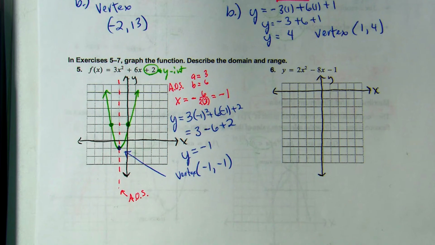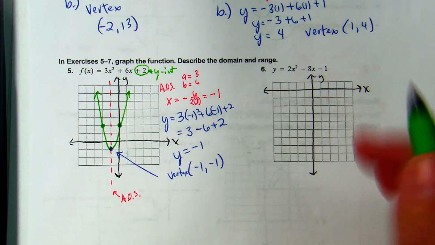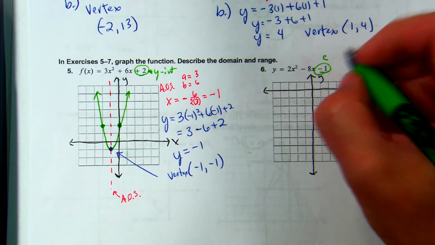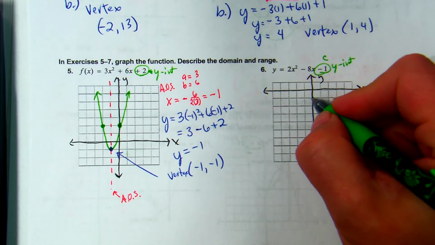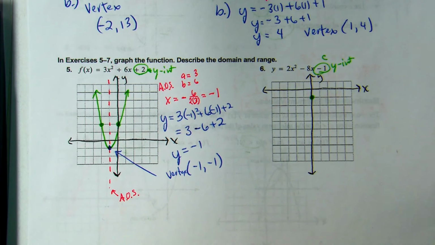We're going to do 6 the same way. Okay? Again, on number 6, we can locate this right here. This is my C. It's also the y-intercept. So I know at -1, the graph is going to cross the y-axis from some direction. I don't know which way yet, but I know it's going to cross right there. I can find my axis of symmetry.